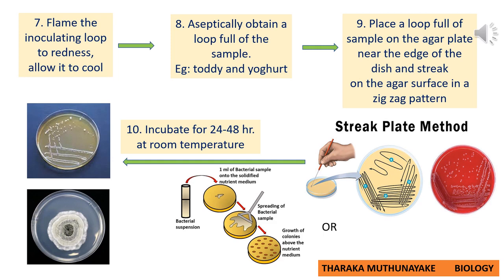Other than the streak plate method, there's another method. It is indicated in this diagram. It is known as the spread plate method. Here in the spread plate method, simply we add a small amount of our sample onto the solidifying nutrient medium and then we spread it on the surface. It is not streaked, it's simply spread as in the diagram. Here also microorganisms will be isolated. Then they will form colonies.